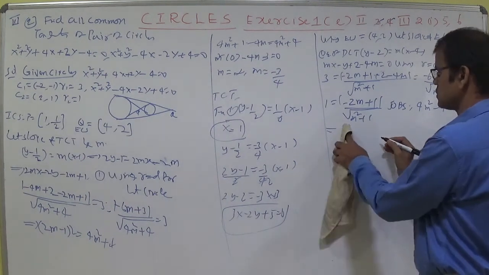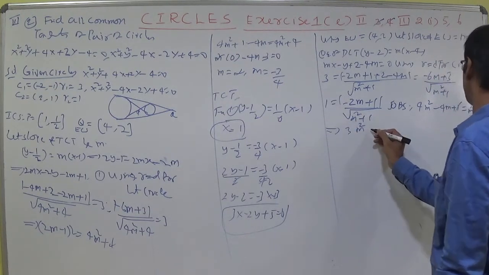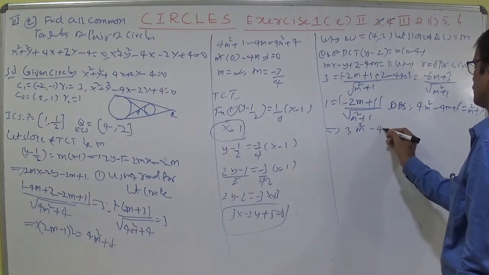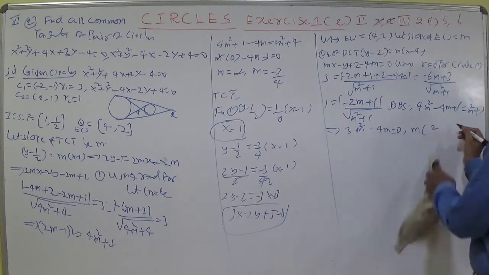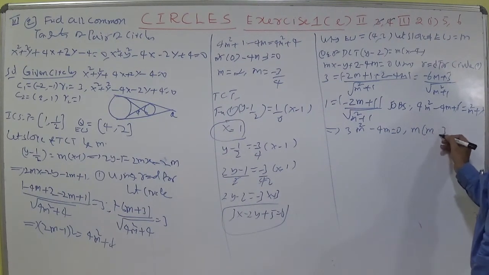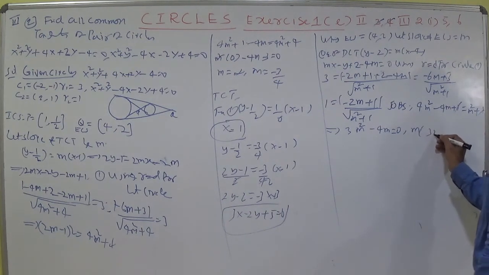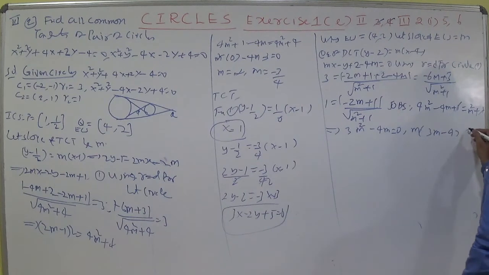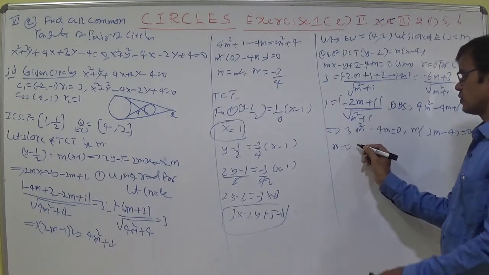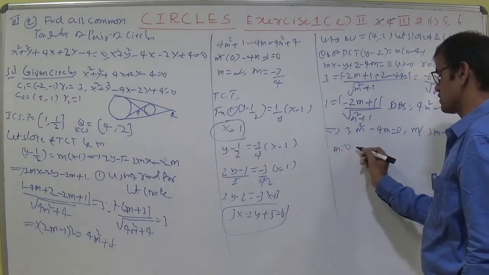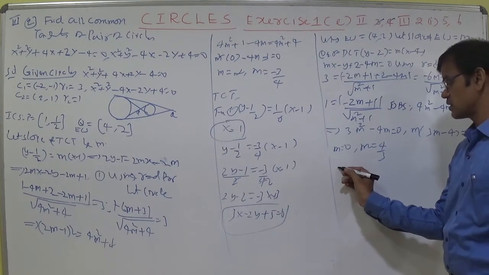You can write this one as 3m square minus 4m equal to 0. Whenever you take m common, you can write as m into 3m minus 4 equal to 0. So m is equal to 0 first case, and m is equal to 4 by 3 second case.